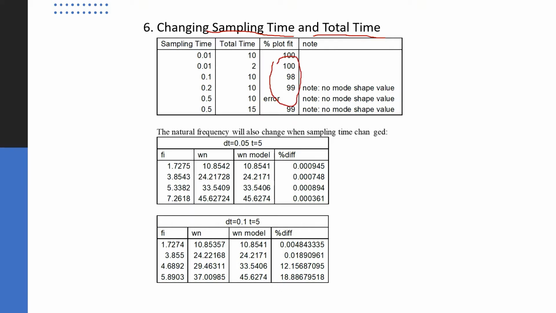And when I use the 0.5 sampling time and 10 seconds total time, MATLAB returns an error because there are too many parameters in the transfer function. And besides, when the sampling time gets larger, we get worse mode shapes, and when the sampling time is greater than 0.2 seconds, MATLAB returns 0 for all the mode shapes. And then let's look into the frequency of the system that MATLAB computed under different sampling times.